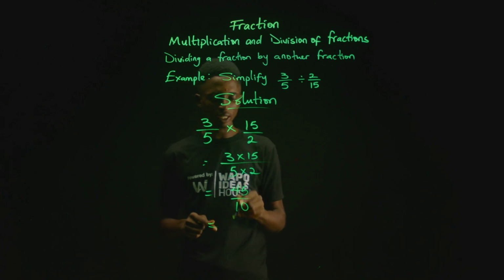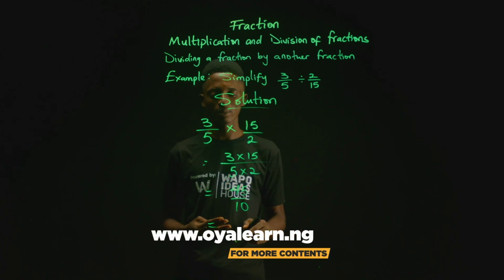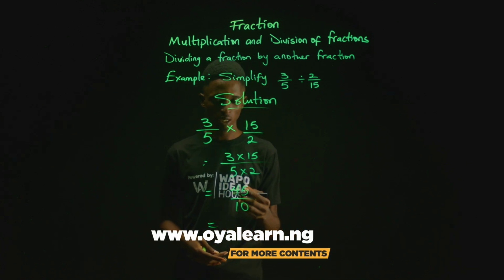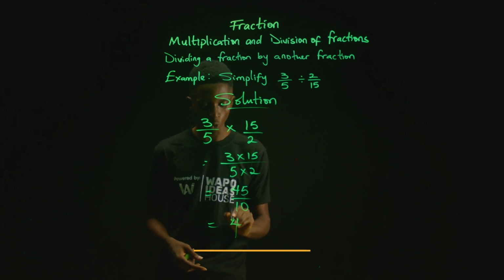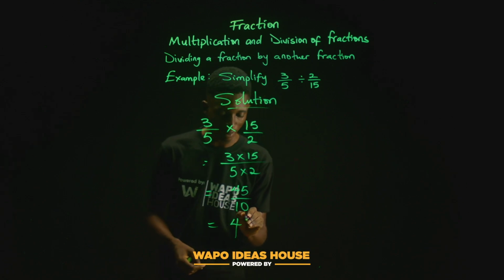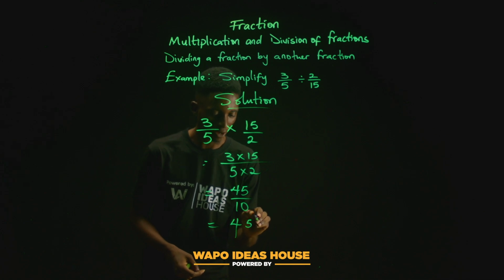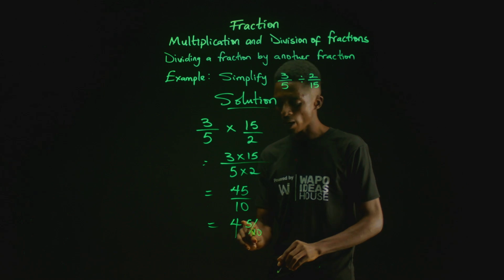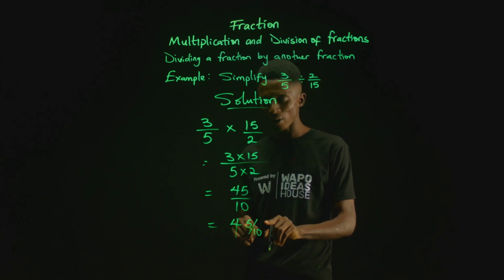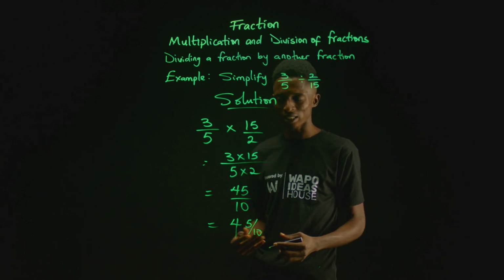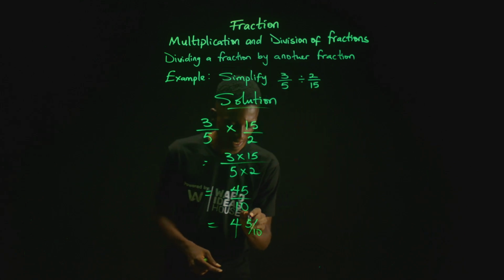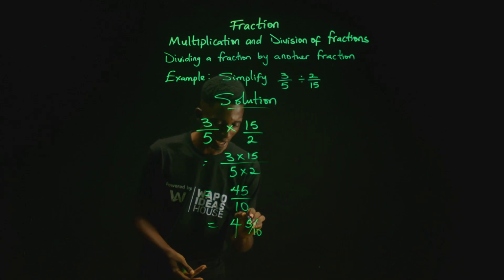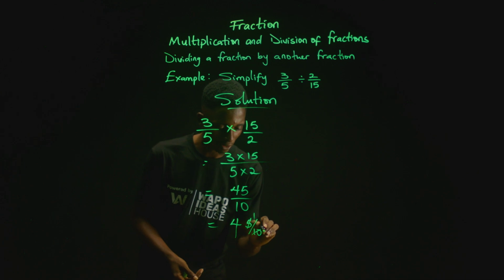Now 10 will go in 15 one time because 10 times 1 gives us 10. So we have 1 whole number, leaving us with a remainder of 5. So 5 over 10. Now always be careful here. When you have a mixed fraction, ensure that the fraction part is in its lowest term. So in this case, we can see that they can still be divided by 5. So 5 here 1, 5 here 2.